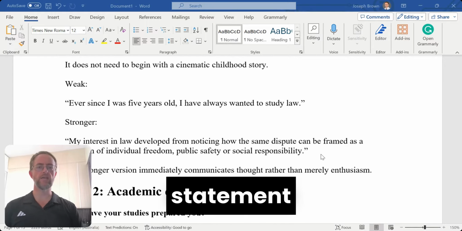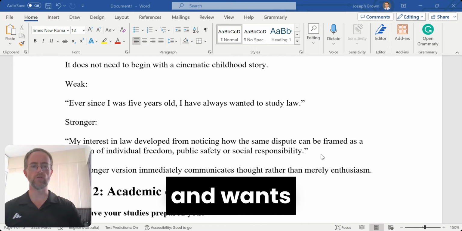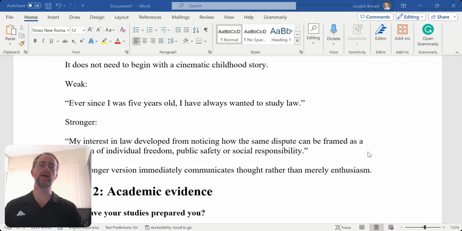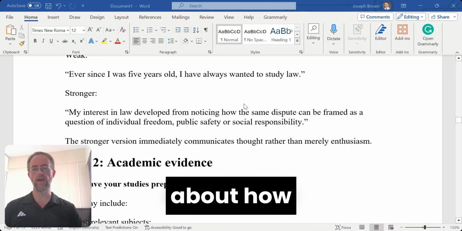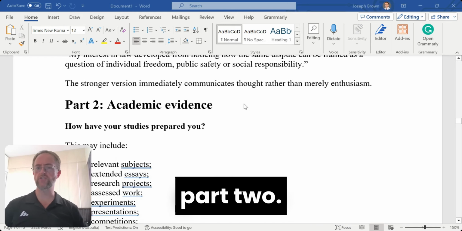Some kind of vague statement of what you want. It shows someone who's ready, someone who's critical, someone who's enthusiastic and wants to get involved. That's so much better. So think about how you frame these things. Okay, moving on. Part two.